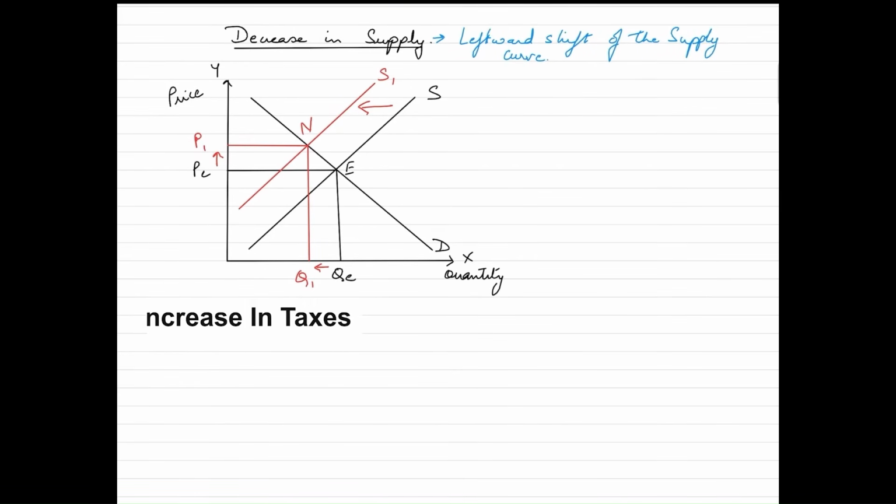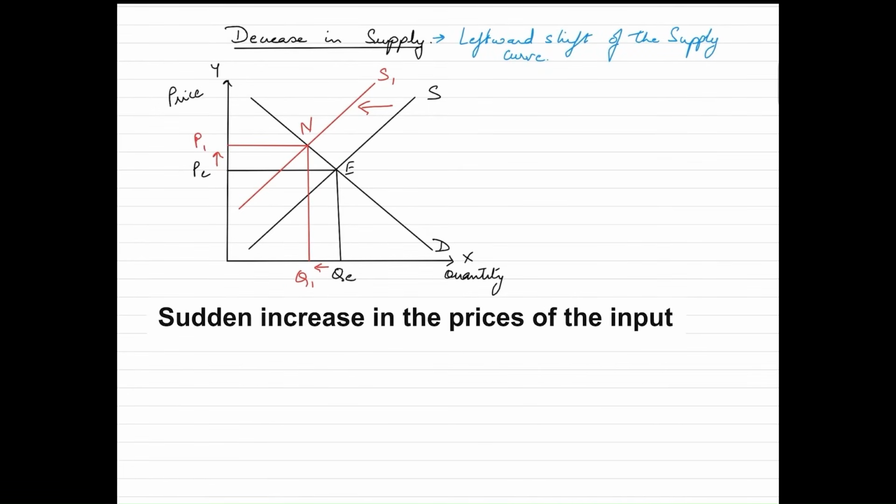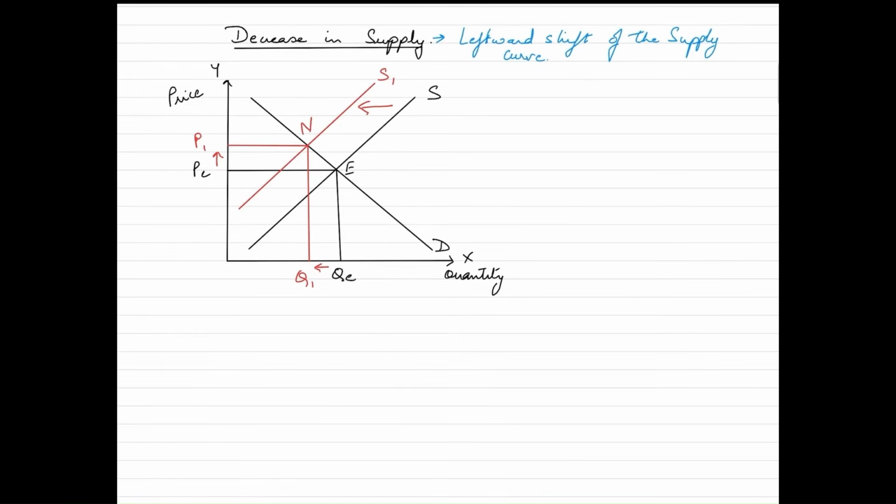Factors like an increase in taxes, certain players exiting the market would cause the supply to go down, a sudden increase in the prices of inputs, or maybe some changes on the technical front, because of which the supply has gone down, since not all the firms would be capable of implementing the updated versions immediately. So you would see a reduction in the supply of the given commodity in the market, and a leftward shift of the supply curve. In this case, you would see the supply curve shifting from S to S1 towards the left.